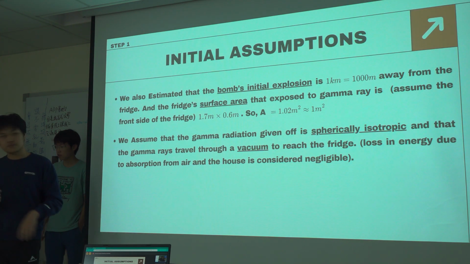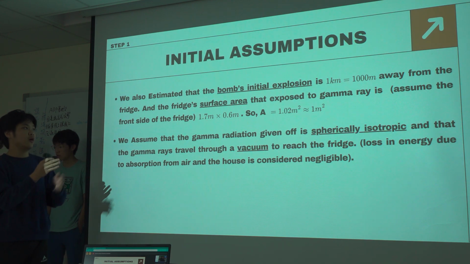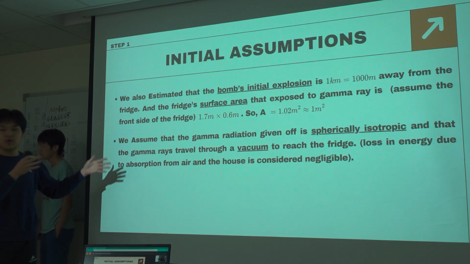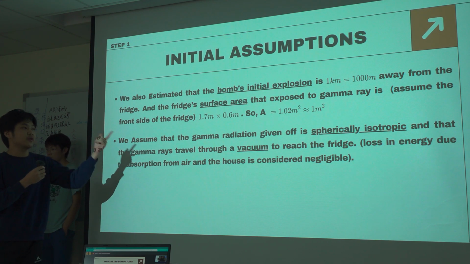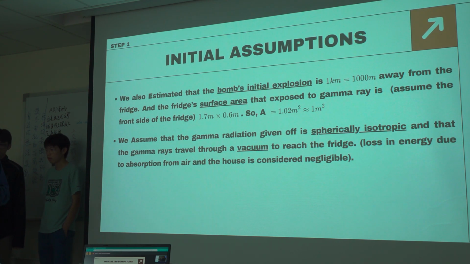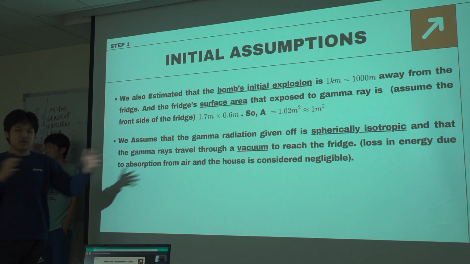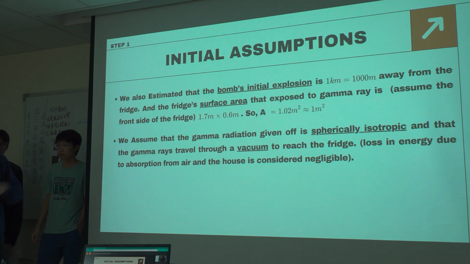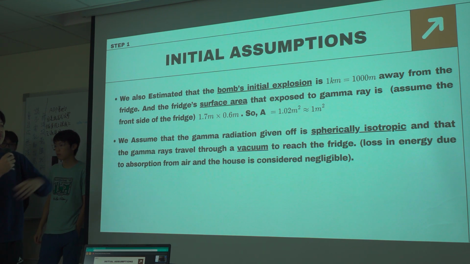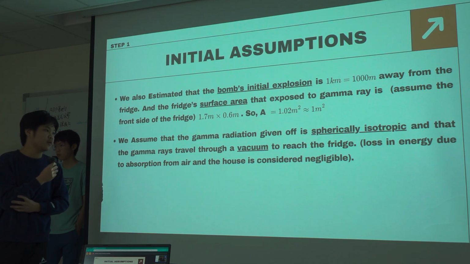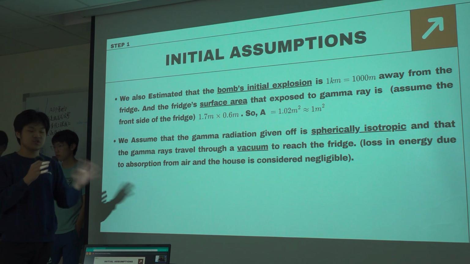Interesting. So let's make an initial assumption. Since I don't know how far away the fridge is from the bomb, I assume it is 1 kilometer. For the surface area, since Indy can squeeze himself into the fridge, I assume it's 1.7 tall and 0.6 wide, to get a good number for the surface area. Also, the gamma radiation is spherically isotropic, and I assume that loss in energy due to absorption from air and the house is negligible.